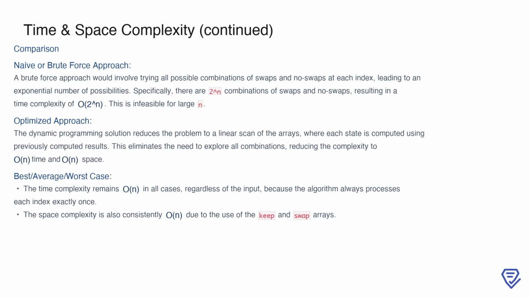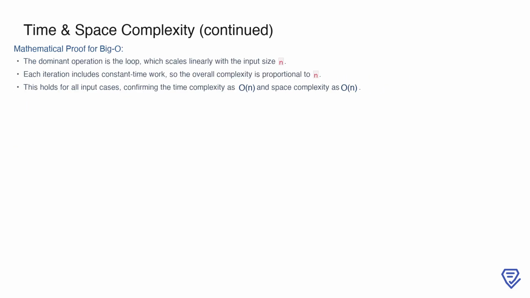This optimization ensures that the algorithm performs consistently well, regardless of the input size. Whether the input is small or large, the time complexity remains O(n), as each index is processed exactly once, and the space complexity remains O(n), due to the fixed size auxiliary arrays. Finally, let's solidify the time and space complexity analysis with a mathematical proof. The dominant operation in the algorithm is the loop, which iterates linearly through the input arrays.